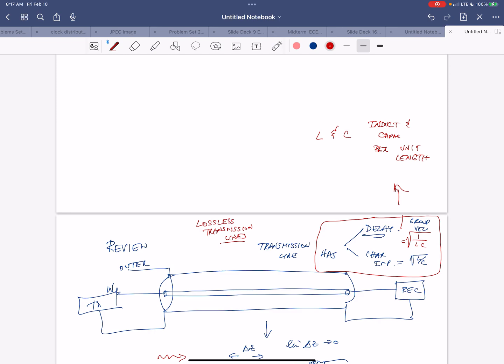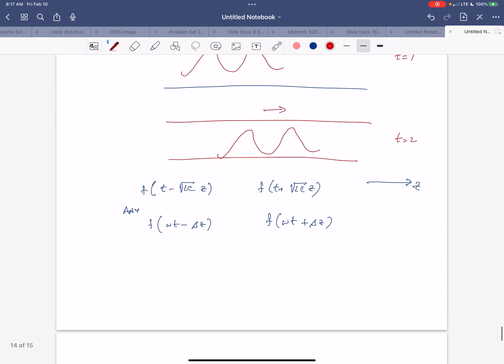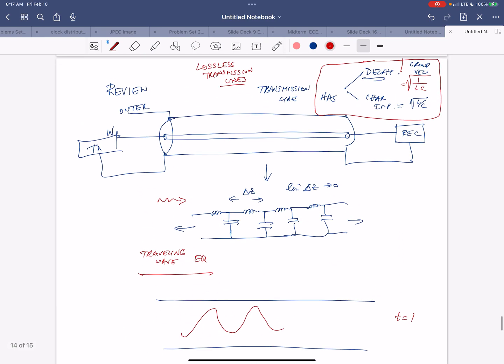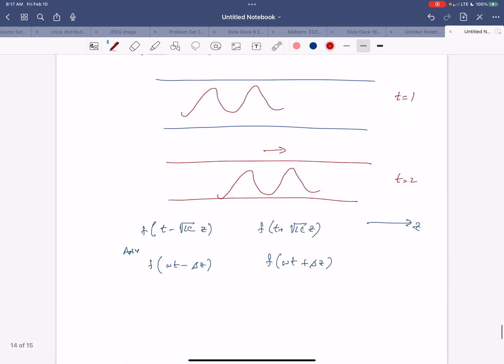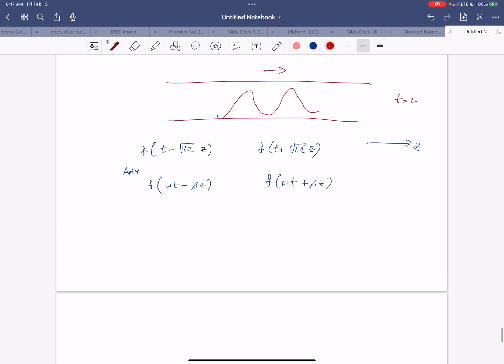L is given in henries per meter, which is the unit of inductance per meter, and C is farads per meter or microfarads per meter. They're per unit length because we don't know how long your transmission line is. So that's a review. For the details of this stuff, I suggest you look at my recording. Hopefully it'll make some level of sense, but that's the majority of what we talked about.